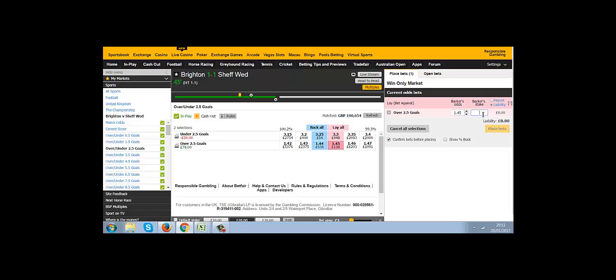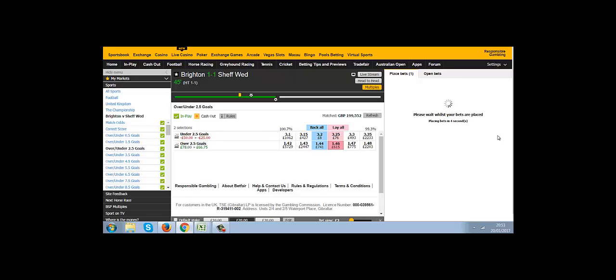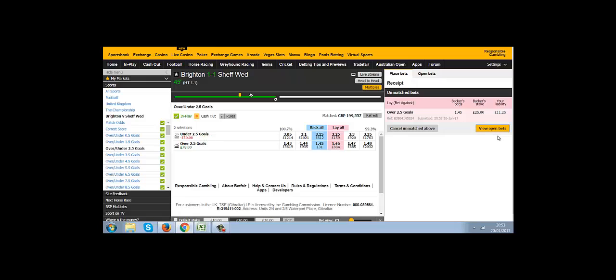So what I'm going to do here is that, one's going to be a loss. So going to reduce the potential red on the under 2.5 if the game ends 1-1, and leave a nice fat green on over 2.5 goals.